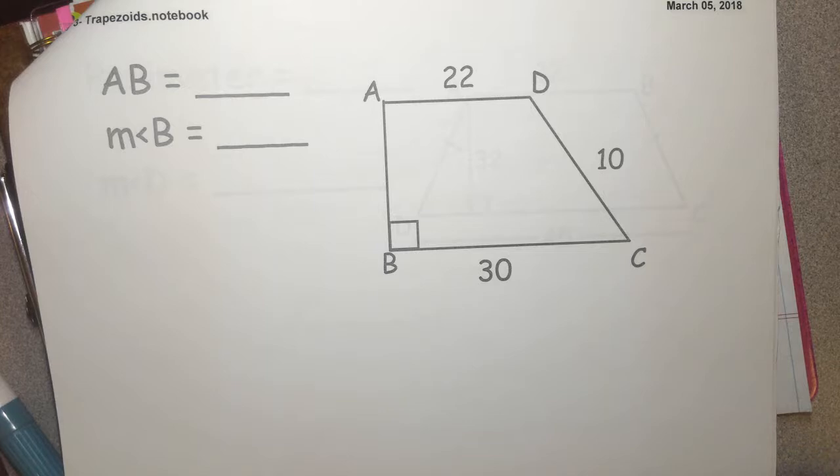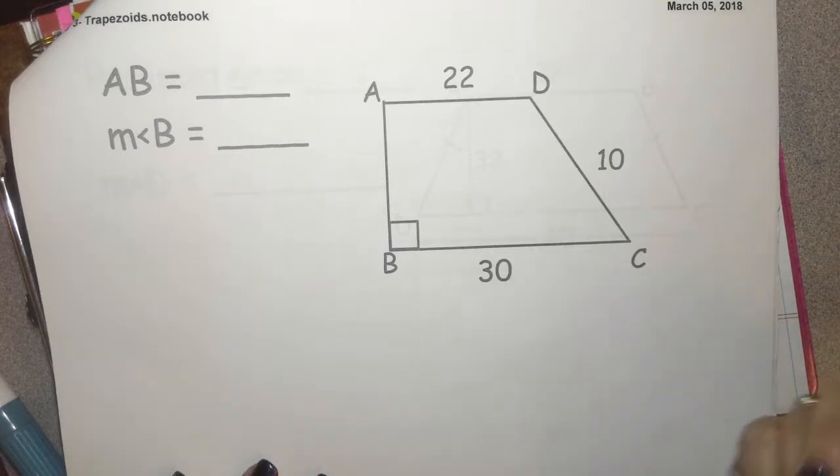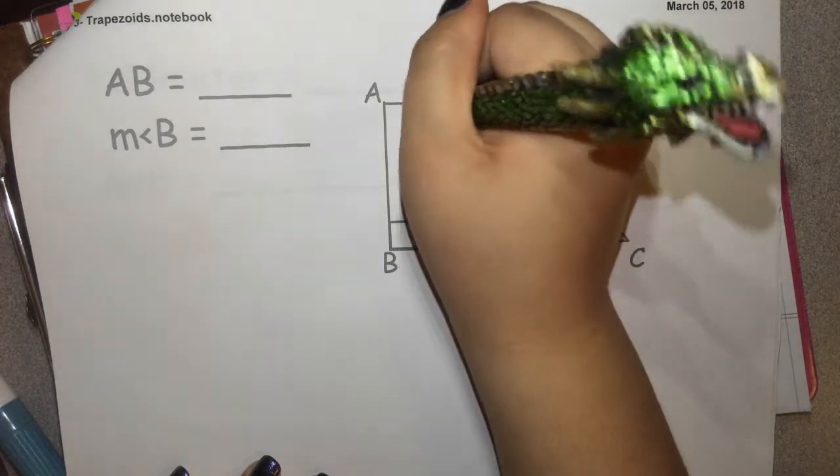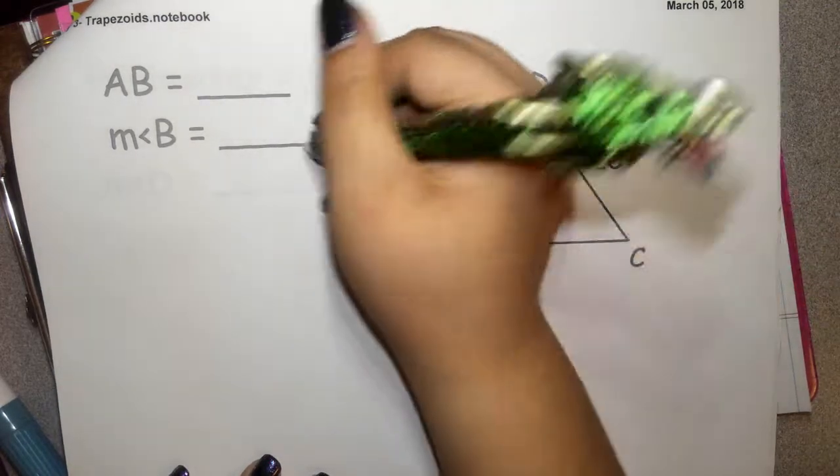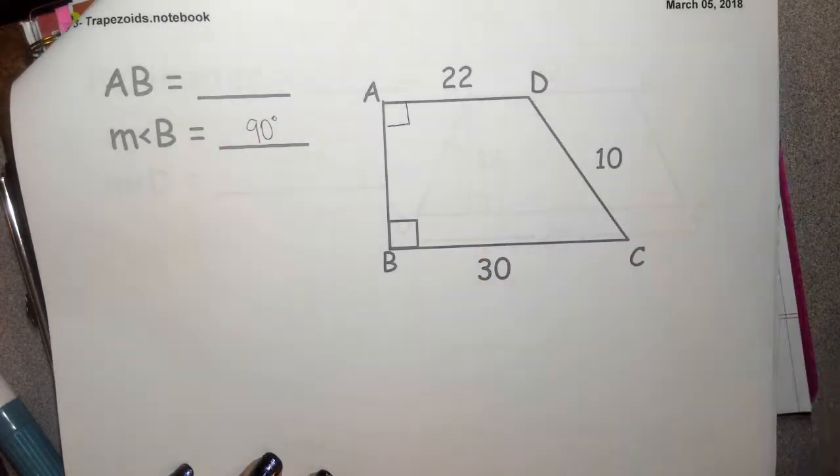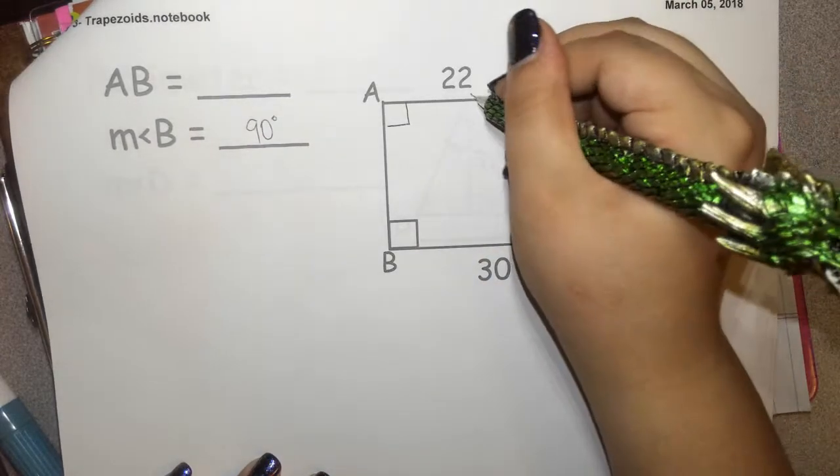Alright, what type of trapezoid is this? So what do I know? What can I add in here? What's 90? A is also 90. And hey, what's angle B? Okay, listen, please. Oh, and I got to draw that this is a trapezoid.